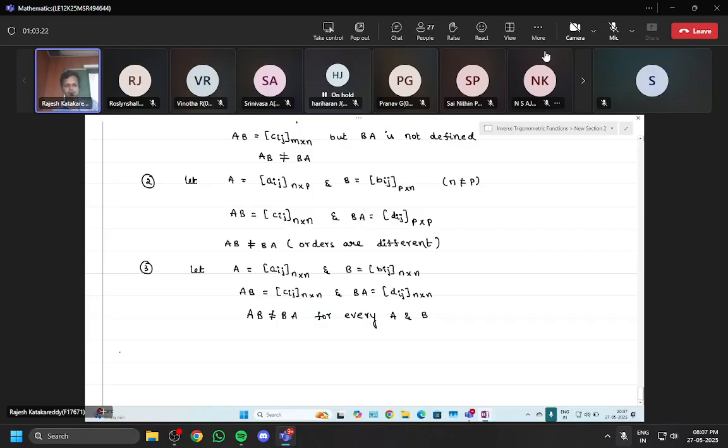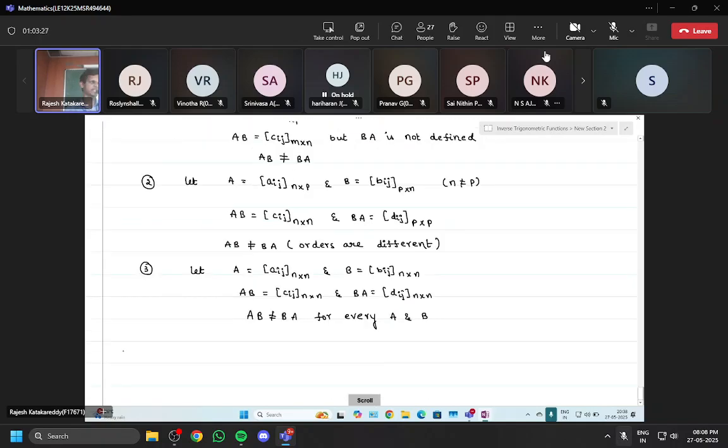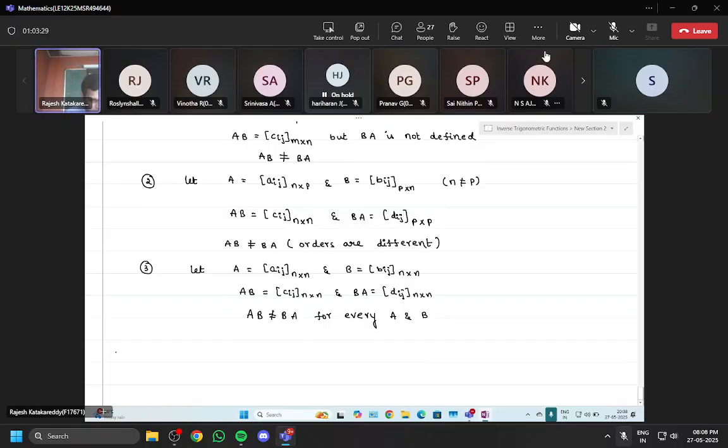The properties for matrix multiplication. After commutative, what do we see? Associative, right? Second one, if you want any example, refer to the above example I am writing. In the above example only, I have taken two square matrices of order 2. I multiplied and got AB is not equal to BA. Next is associative.